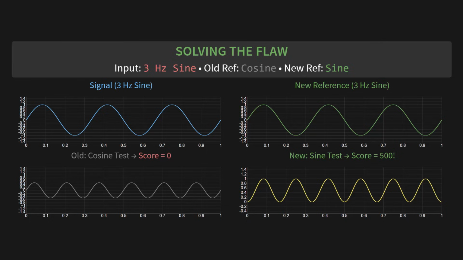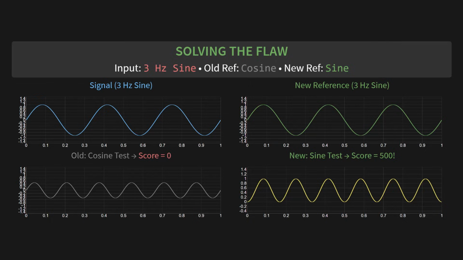Our old reference wave was a cosine, and our new reference wave is a sine. And look what happens. The old cosine test still produces a score of 0. It completely misses the signal, just like before. But our new sine test? The input signal is a sine wave, and the reference wave is a sine wave. They are a perfect match. They multiply together to create an always positive result, and we get a massive score of 500.